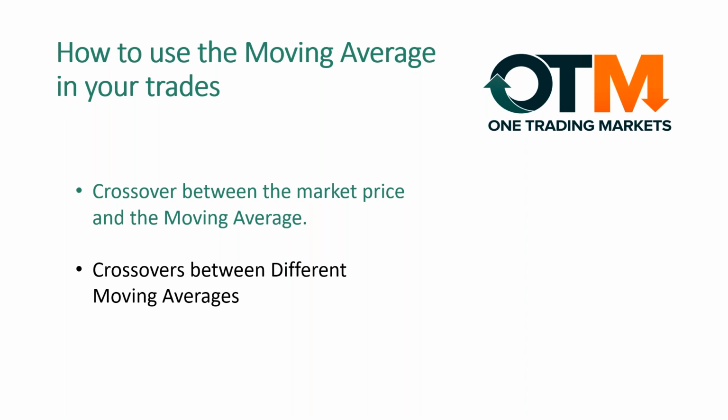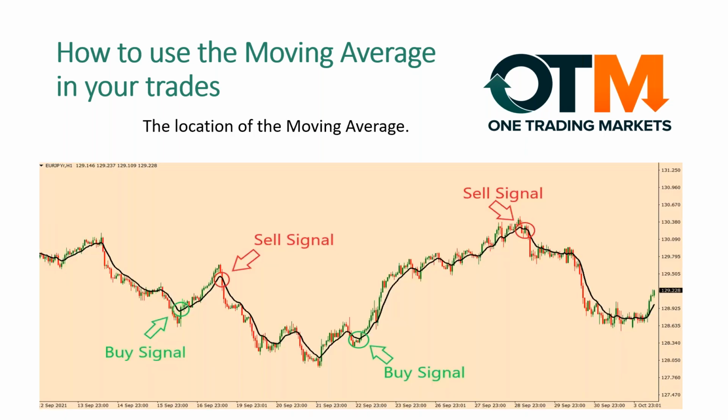There are two main strategies to use the moving averages in your trades. The first one is crossovers between the market price and the moving average. Now, what does that mean, basically? If you look at an example here, we notice that our moving average is basically crossing with the market. So this is the market, and notice how the market goes above the moving average, here it goes below, here it goes above, the market's going above, then below the moving average.